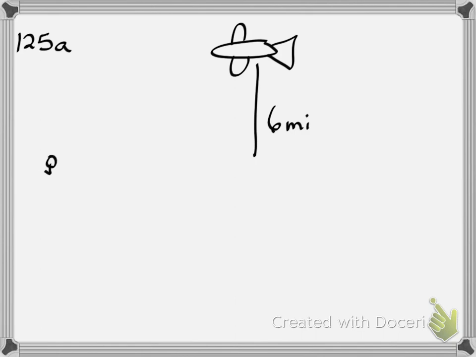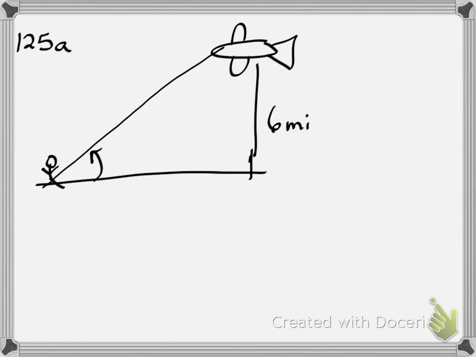So I've got a little person over here, and it goes directly over them. Theta is the angle of elevation from the observer to the plane. So if you have your horizontal, the angle of elevation from the observer to the plane, from the horizontal up, is how we always do that. So there's theta.